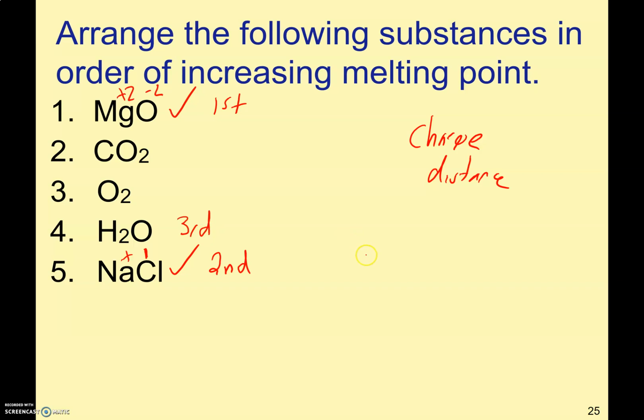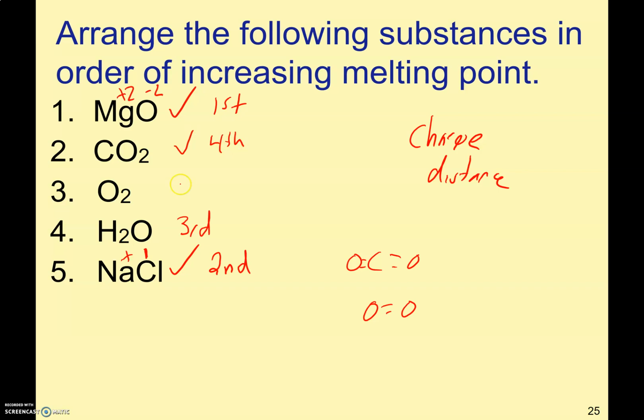And now we have the two non-polar ones. So this is carbon dioxide. I'm leaving out the lone pairs on the oxygen. And this is oxygen. This one would have the higher melting point because even though they're both non-polar, this one would have greater London dispersion forces. So this one would be fourth.